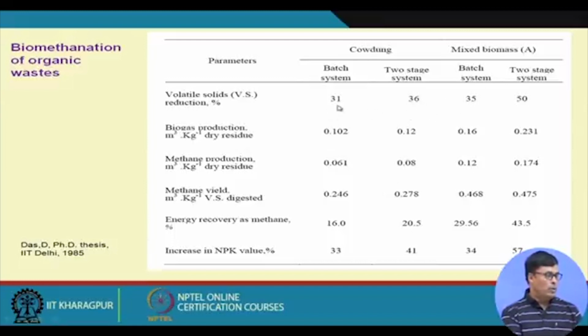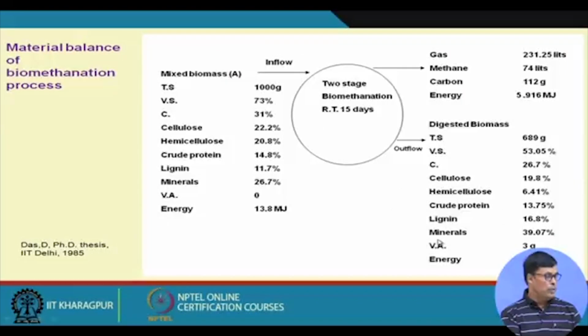If you compare with the batch process, you will find that methane production here is 0.24 to 0.246 cubic meter per kg volatile solid digested, whereas the two-stage process gives 0.475. It is double as compared to that. If you compare this two-stage process for cow dung and mixed residue, it is almost double. So, this is the energy analysis of this process.